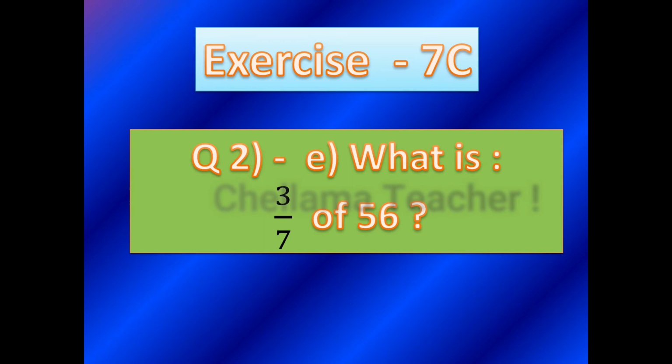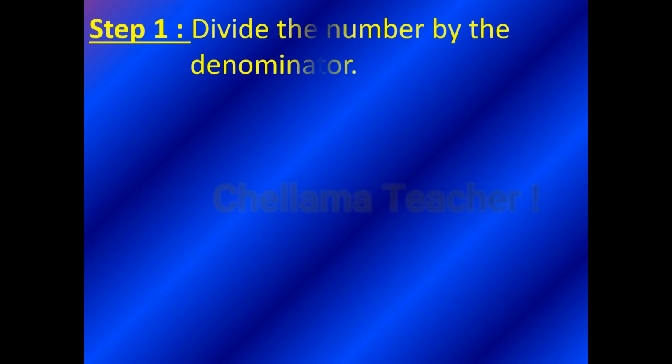Part E. What is 3/7 of 56? Step 1. Divide the number by the denominator. So the given number 56 is to be divided by 7. The quotient is 8.